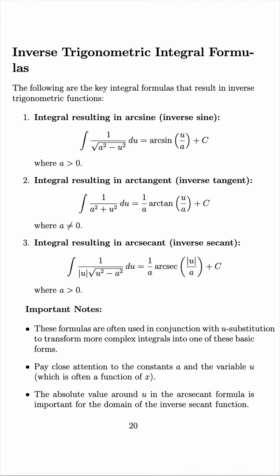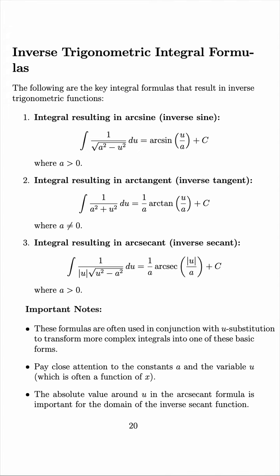Last and finally is the formula for arcsecant, which is probably the most complicated. So this is the integral of 1 over the absolute value of u times the square root of u squared minus a squared. So again, this looks very similar to our first formula, the one for arcsine, because it's actually really included there, right? We still have that 1 over the square root of u squared minus a squared. Note that those are flipped in position here, right? And then this is going to be equal to 1 over a arcsecant of the absolute value of u over a plus c.